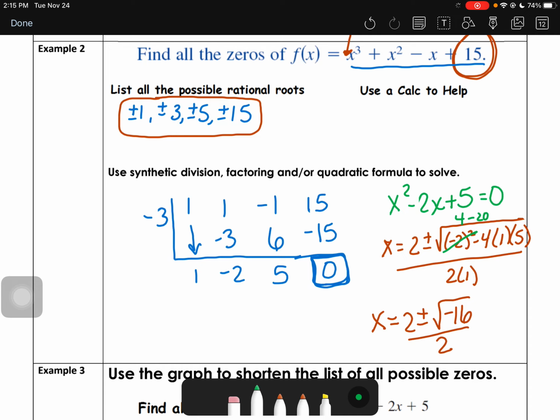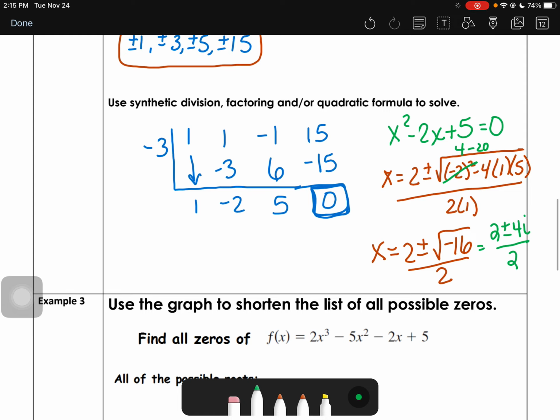So when we make our factor tree, or knowing that 16 is a perfect square, we have 2 plus or minus 4i all over 2. So for the final answer, we can divide all of those by 2. So we have 1 plus or minus 2i over 1, which we don't have to put, and that'll be our other two solutions.